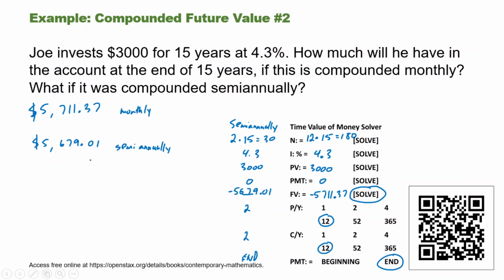So looking at this, the more times we compound each year, the better it is for the bottom line, for what we actually earn out of this. But again, if we are borrowing money, we would want something that compounds less frequently, not more.